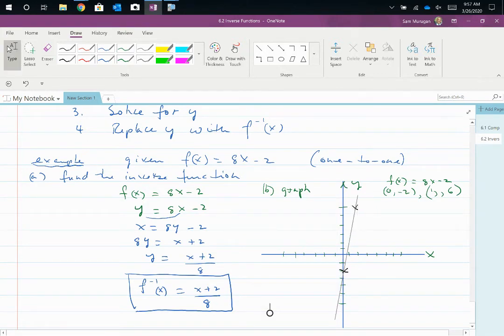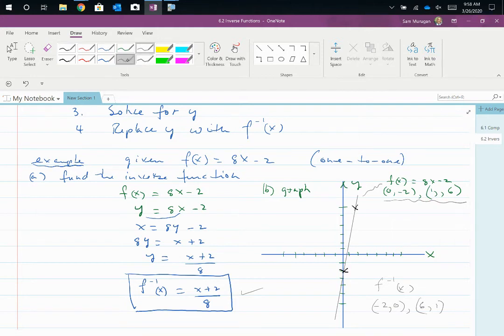Okay, so there's my graph of f of x equals 8x minus 2. Now, here's the really easy part of this. If we're graphing the inverse function, we don't need to calculate a set of new points and substitute them in here. All we need to do is take the two original points and reverse and interchange the x and y values and plot these 2 points instead.